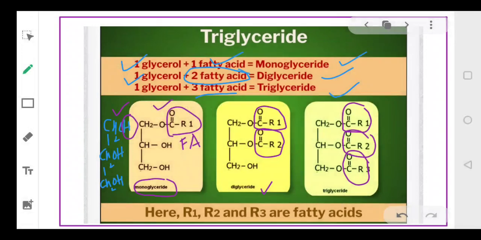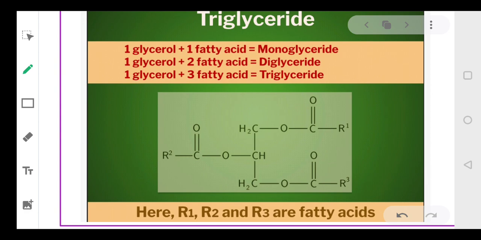So R1, R2 and R3, you can see these are your fatty acids which are attached with the glycerol molecule. Now let's understand the structure. See, I'm discussing the structure of triglyceride. देखिए मैं triglyceride के structure को देख लेते हैं. See, if you look at this, this is your glycerol molecule.